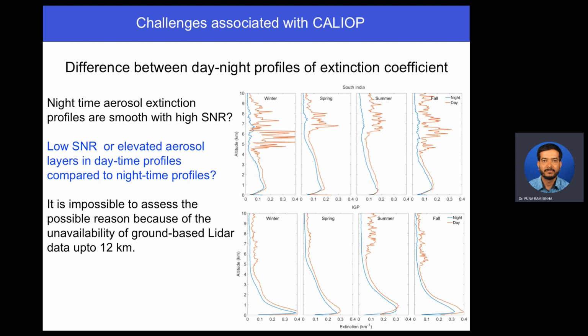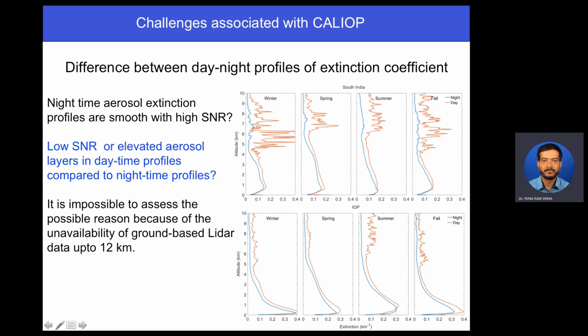Now, during this analysis, what we also found is that if you look at the daytime and nighttime profiles obtained from Calliope, they are very different. So nighttime and daytime aerosol extinction coefficients. This is typical, just for the sake of completeness, I am showing you one region, that is South India. On the x-axis you have extinction coefficient, and the y-axis is the altitude in kilometers, and for 4 seasons: winter, spring, summer, and fall, for day and night, shown separately in black, red, and blue color.